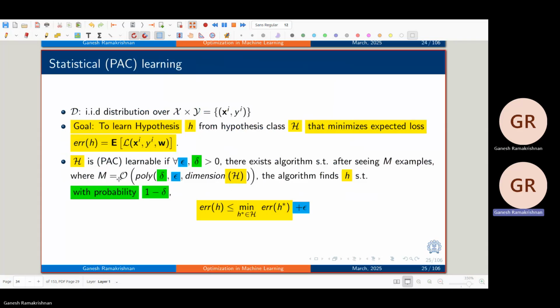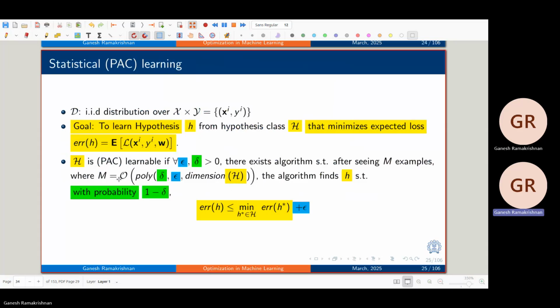And I'm guaranteed to find an h with this complexity, such that the error of the final hypothesis, a final h from that hypothesis space, is within epsilon slackness around the optimal error. This error of h star is the optimal error. So it has this epsilon slackness around the error. This is the key thing: the m should be a polynomial in these three terms.